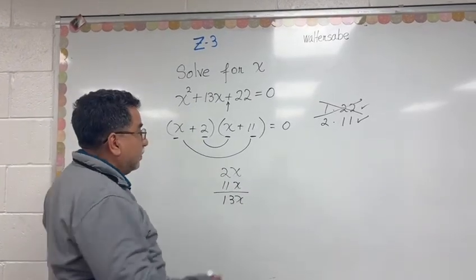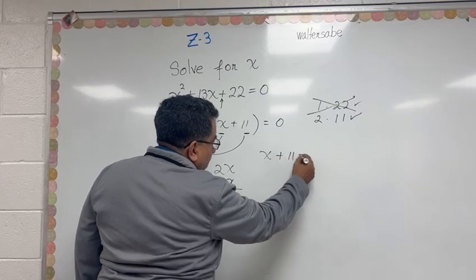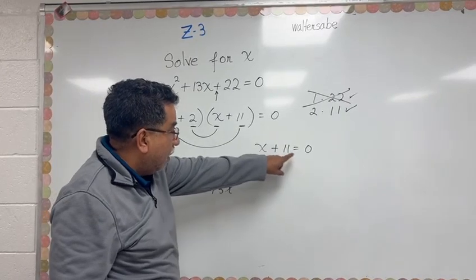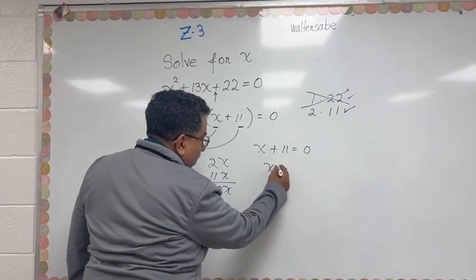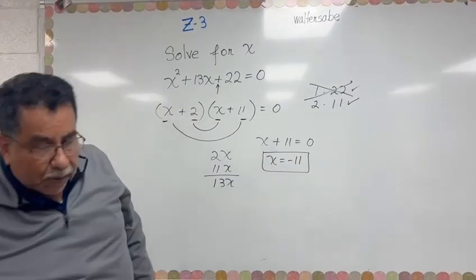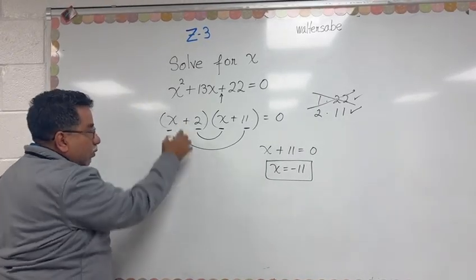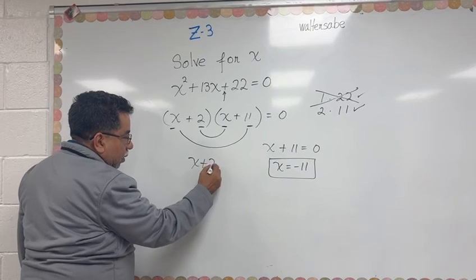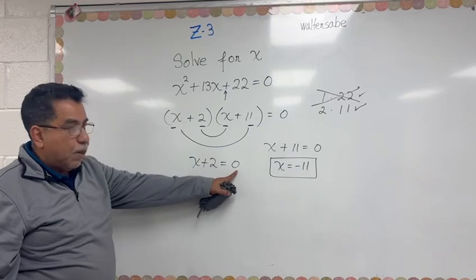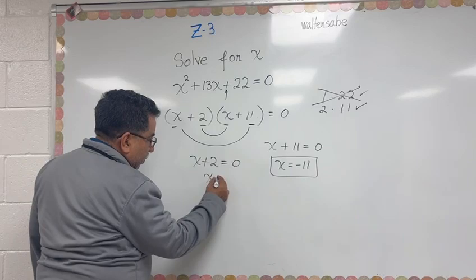Now let's solve for x. Each parenthesis equal to 0. And to solve for x, you need to do minus 11, minus 11. X will be negative 11. That's one solution. Now let's do the other parenthesis. X plus 2 equals 0. Now let's solve for x. You do minus 2 and minus 2. 0 minus 2 will give me negative 2.